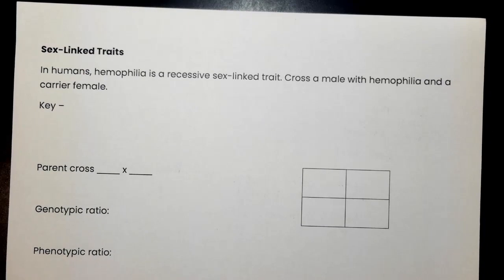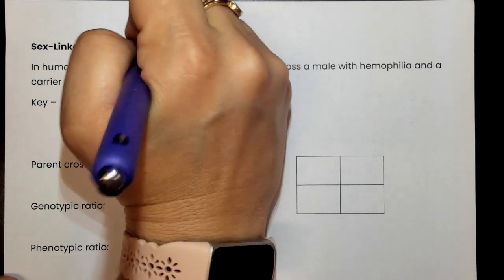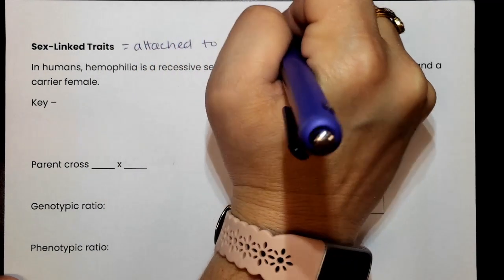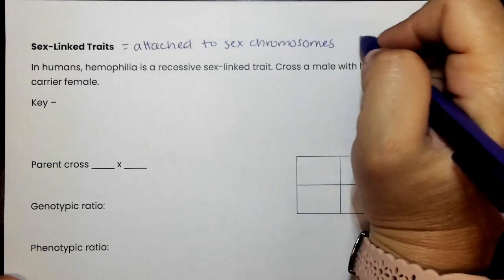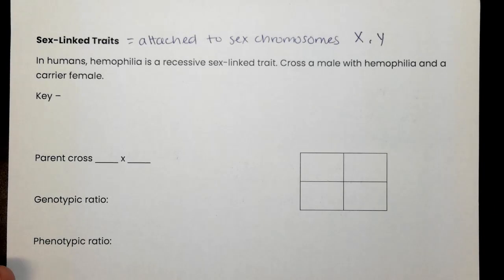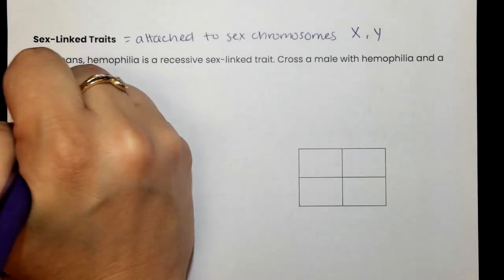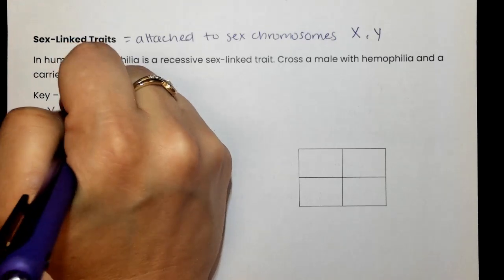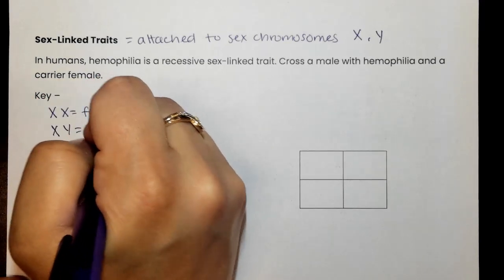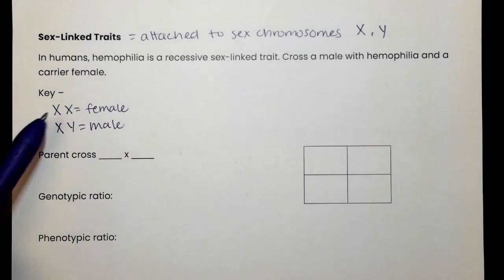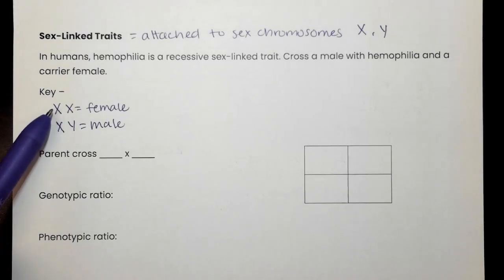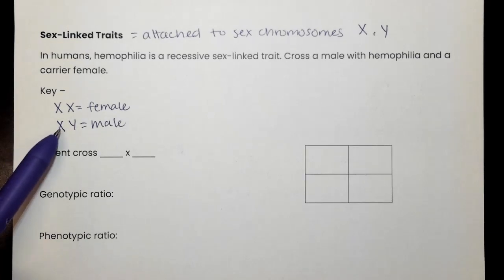Okay, last one is going to be sex-linked traits. So these are attached to the sex chromosomes, which are X and Y. Most of the time you're going to see them attached to the X chromosome. So when we think about our chromosomes, if you have 2 X chromosomes, that is going to represent a female. And if you have an X and a Y, that would represent a male. So these alleles will actually be attached to these X chromosomes here that we're going to look at. So that means that females get 2 alleles, where males only get 1 allele because they only have 1 X chromosome.